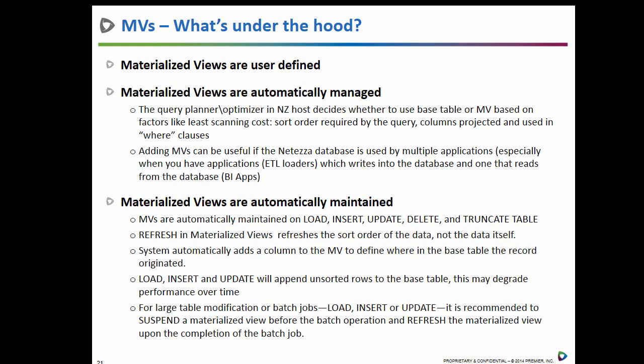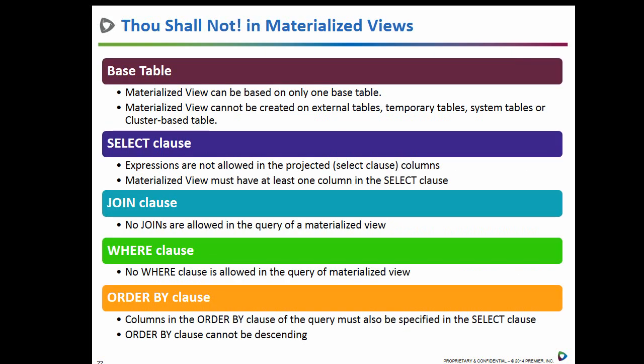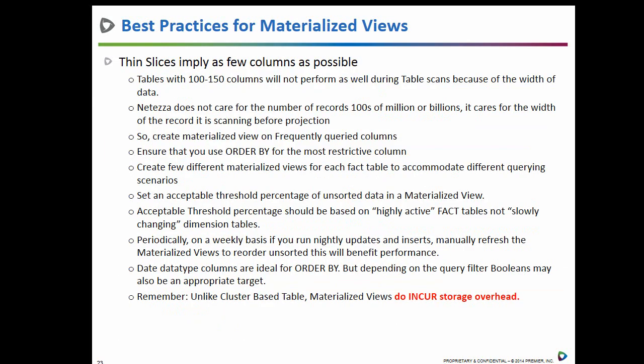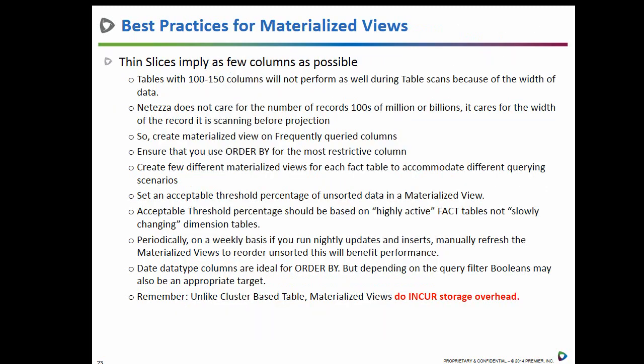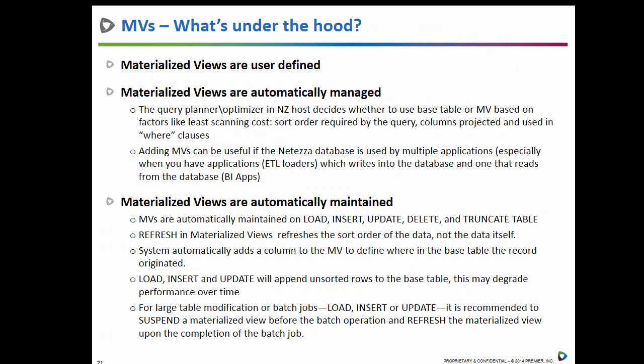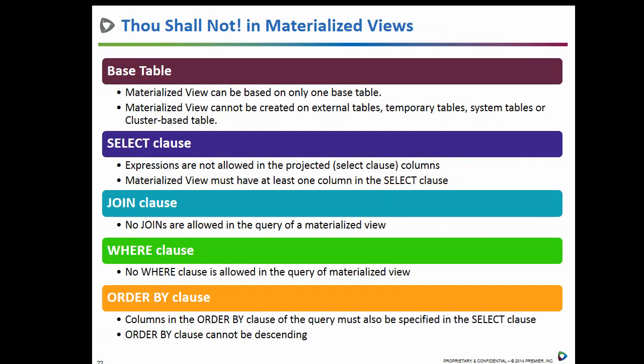Expressions cannot be used in the select columns or the projected columns. You cannot use a case statement. You cannot use calculations like average and stuff like that. That has to be performed in a query after. Materialized view must have at least one column in the select clause. No joins are allowed, of course, because it can only be based on one table, so that's really a redundant specification.